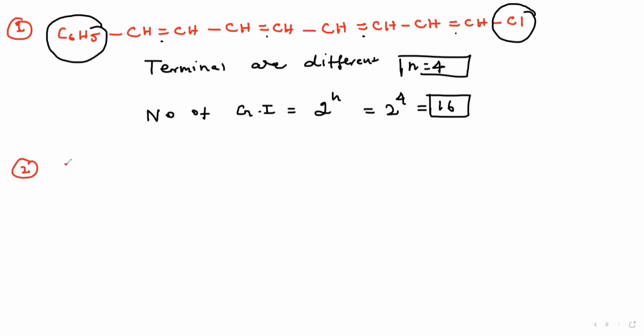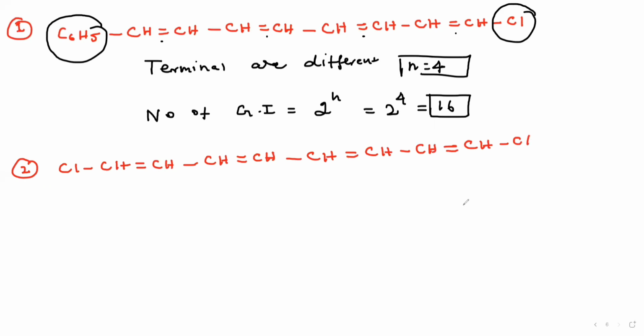Here Cl and CH and double bond CH. Here CH and double bond CH. Now this also CH and double bond CH. Here CH and double bond CH Cl. Now look at this carbon, see the terminal. Here also Cl, here also Cl. Therefore, the terminals are the same.